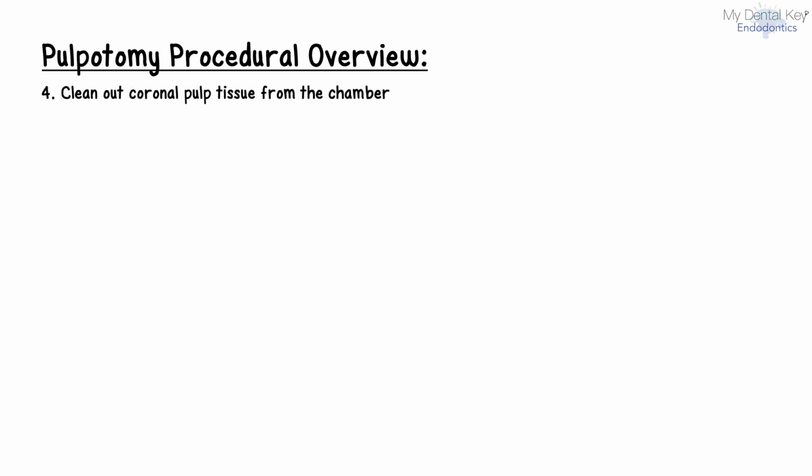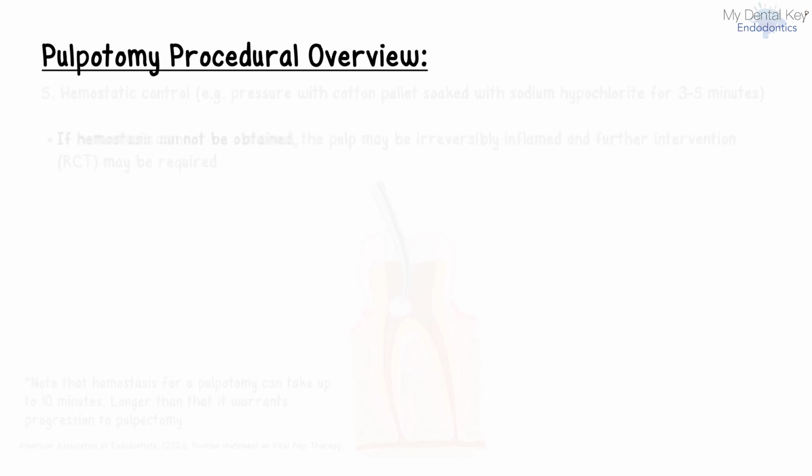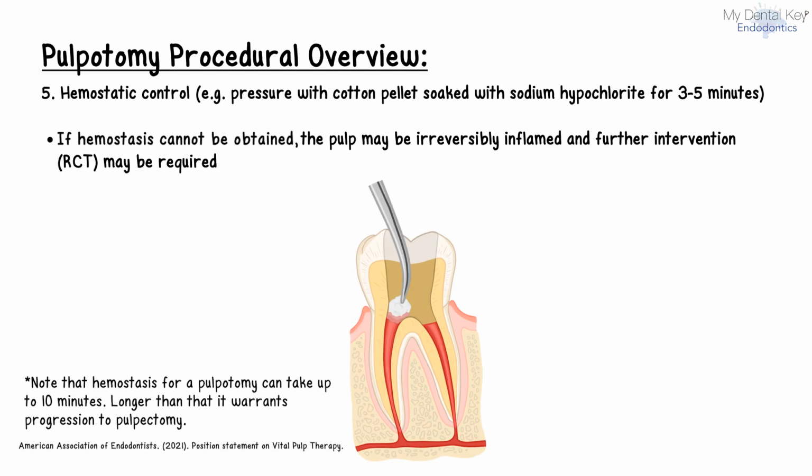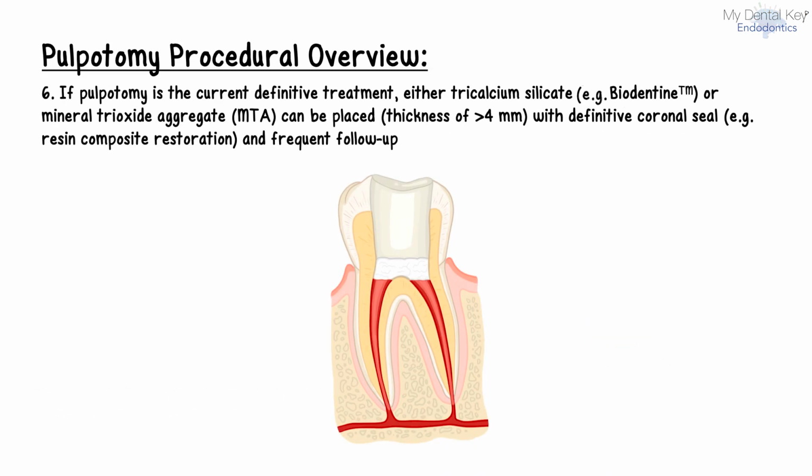Clean out coronal pulp tissue with a spoon excavator or slow-speed round bur, either size 2 or 4. To obtain hemostatic control, apply pressure with a cotton pellet saturated in sodium hypochlorite. Carefully suction liquid beyond the bounds of the endodontic access. If the pulpotomy is the current definitive treatment, place a layer of calcium silicate cement, such as MTA or Biodentine. Be aware that MTA can stain teeth over time.